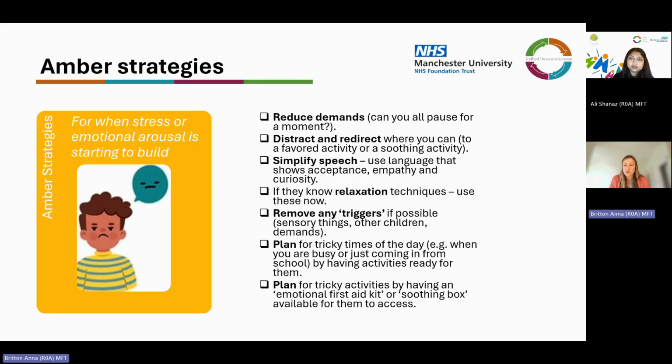Asking them to do tasks or chores, even if they're ones that they're used to doing, can also feel like a big demand. And so sometimes you have to be quite clever and quite concise in the way that you ask things of young people in this state of arousal.